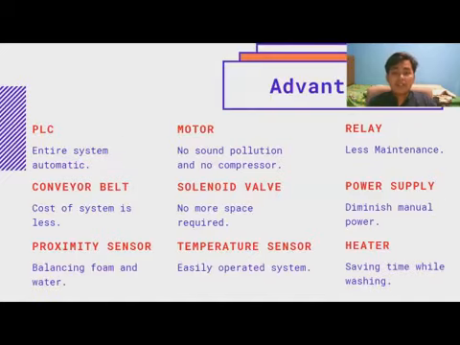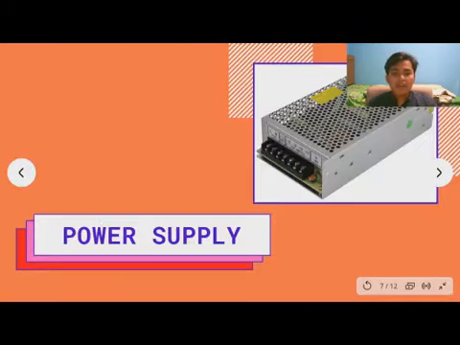The advantages of the solenoid valve is that it can be used in a domestic service station, as there is no compressor and no loud noise. At the domestic workstation, if no compressor is there, then there is also no sound pollution. Next one is the power supply. Power supply is an electrical device that supplies electric power to an electrical load. The primary function of a power supply is to convert electric current from a source to the correct voltage, current, and frequency to power the load.